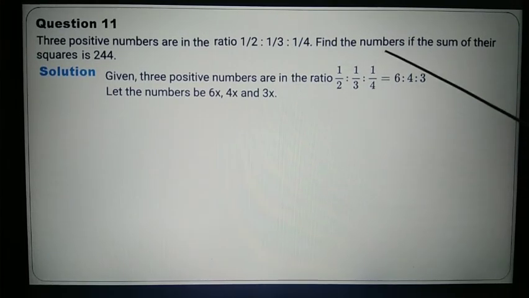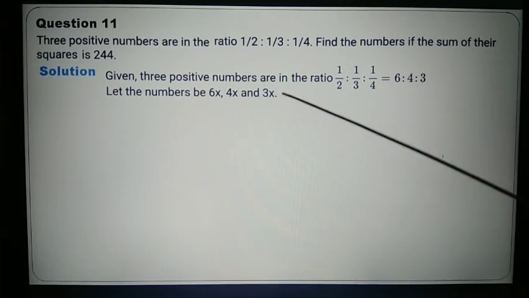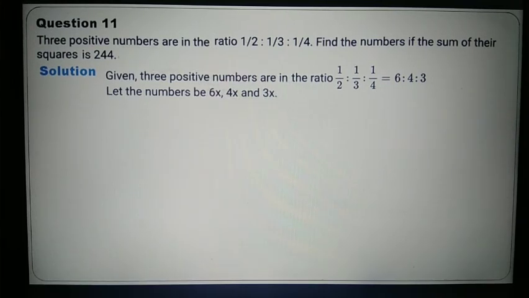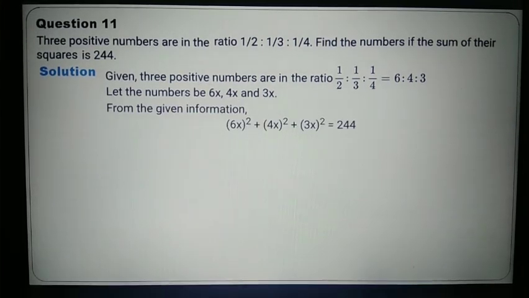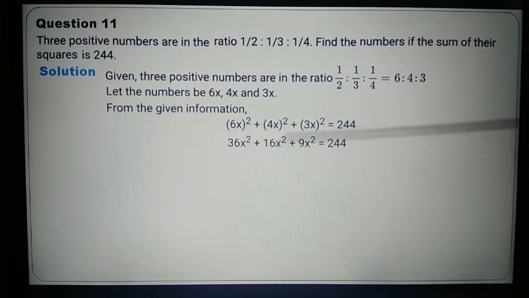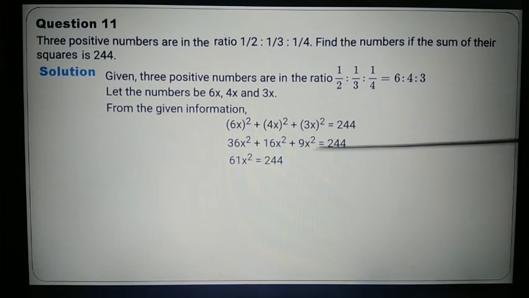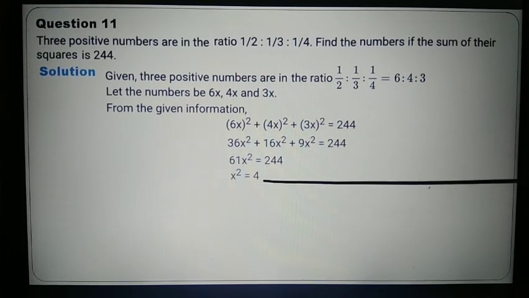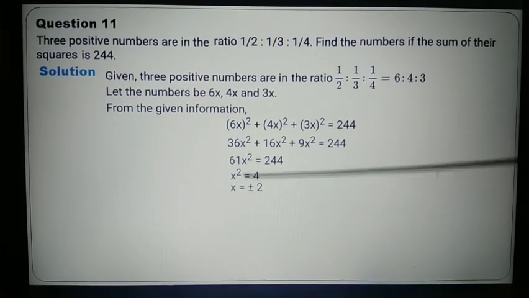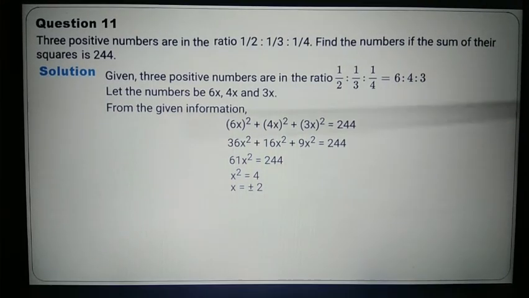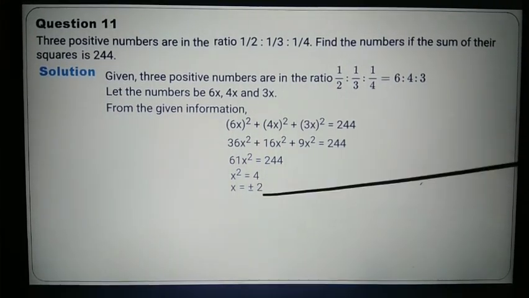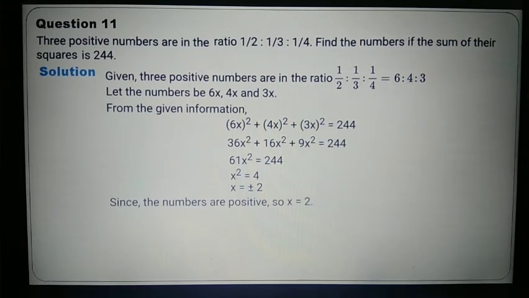Now according to the question, if I take the squares of each number and add them, I should get 244. So from the given information I have this one. Just open the bracket. 6 square is 36, 4 square is 16, 3 square is 9. Add them up, you will get 61x squared equals 244, and when you divide you will get x squared to be 4, right? Now take the square root, you will get plus minus 2. Since the numbers have to be positive, I need to discard the negative value, so I'll take only x to be positive, that is x equals 2.